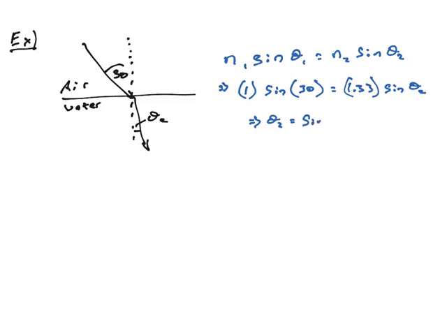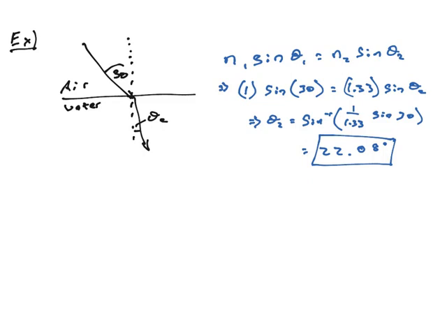and I get theta 2 is inverse sine of 1 divided by 1.33 times sine 30. Right? I divide over the 1.33, and then I inverse sine everything. So 1 divided by 1.33 times the sine of 30, inverse sine of that business gives me 22.08 degrees.